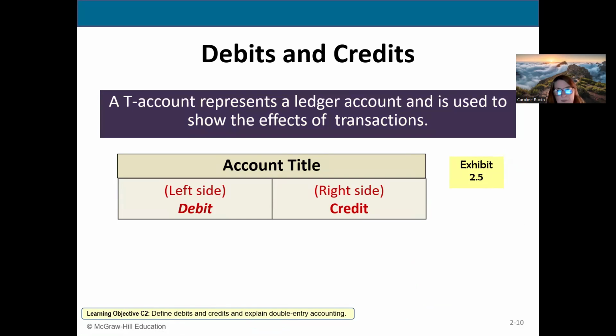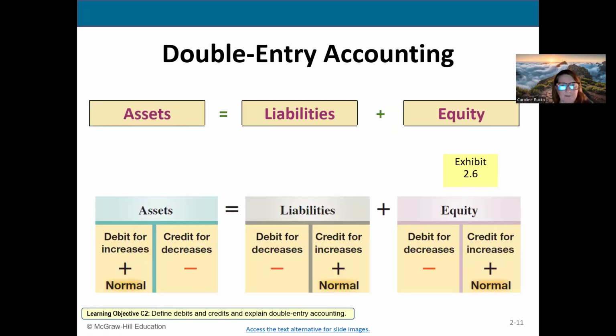Okay, so we have this idea of debits and credits, okay? And it stems from this presentation of a T account. So back in the old days, when accounting was done in giant tomes in a ledger book that had like two columns, the left side is called debit and the right side is called credit. Depending on which side you put the numbers on, that shows you the effect of the transaction, whether it increases that account or decreases it.